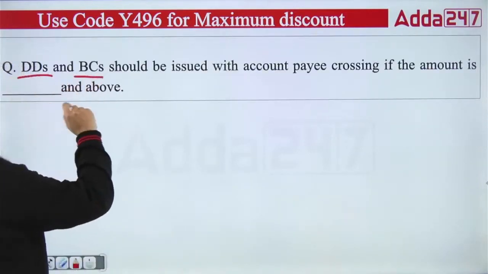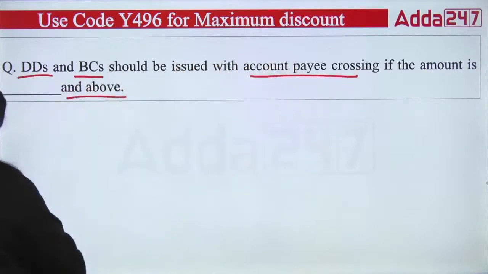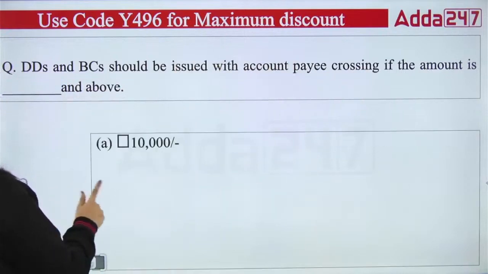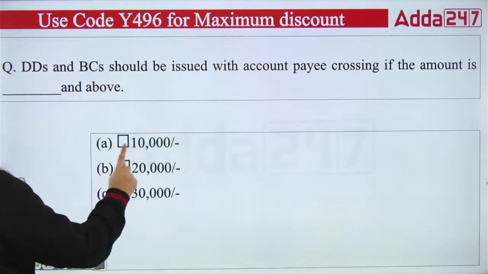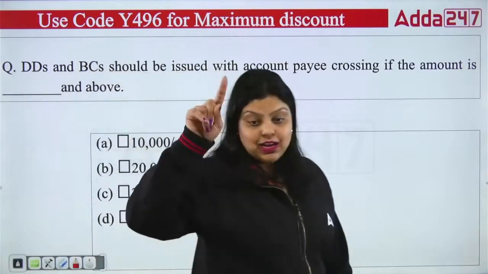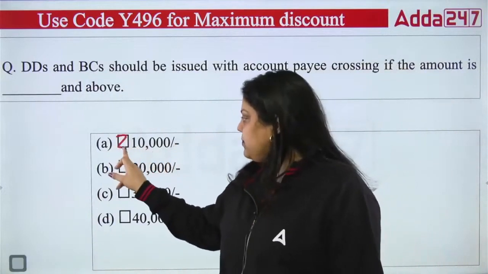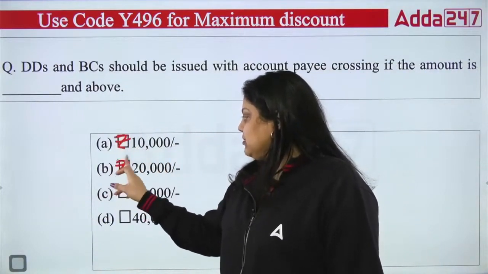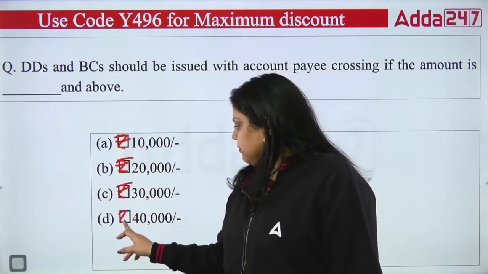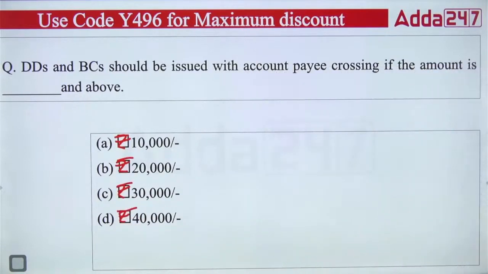Next we have DDs and BCs. Demand draft and banker's check should be issued with the account payee crossing if the amount is dash and above. So is it 10,000 and above, 20,000 and above, 30,000 and above or 40,000 and above? The sign of rupee is not supported by this board. That's why it is showing you the box here, but it is rupee. Okay, it is rupee.